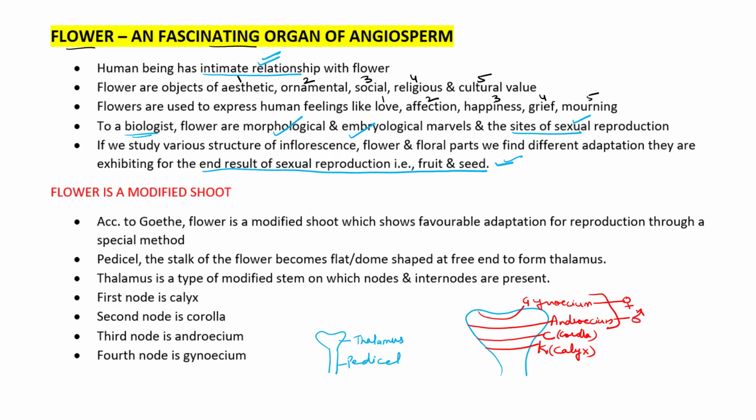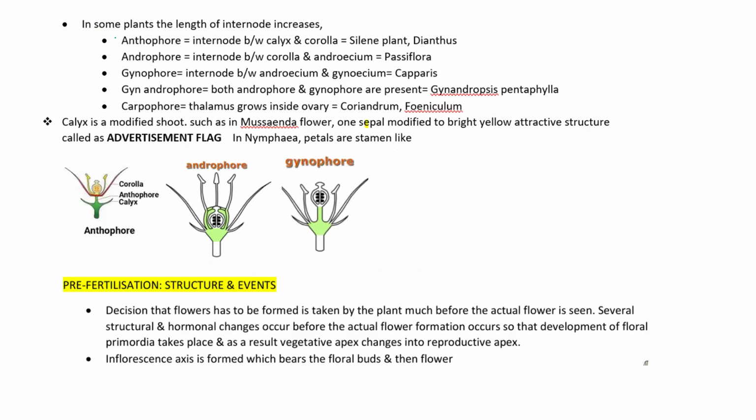Out of these four whorls of the flower, the inner two whorls, gynoecium is the female whorl and androecium is the male whorl. These two main whorls are very important for reproduction, but the other two whorls, calyx and corolla, are the accessory whorls. When we see a flower, we find the internode is condensed and at the nodes these structures are present. But in some plants, you will find the length of the internode elongated.